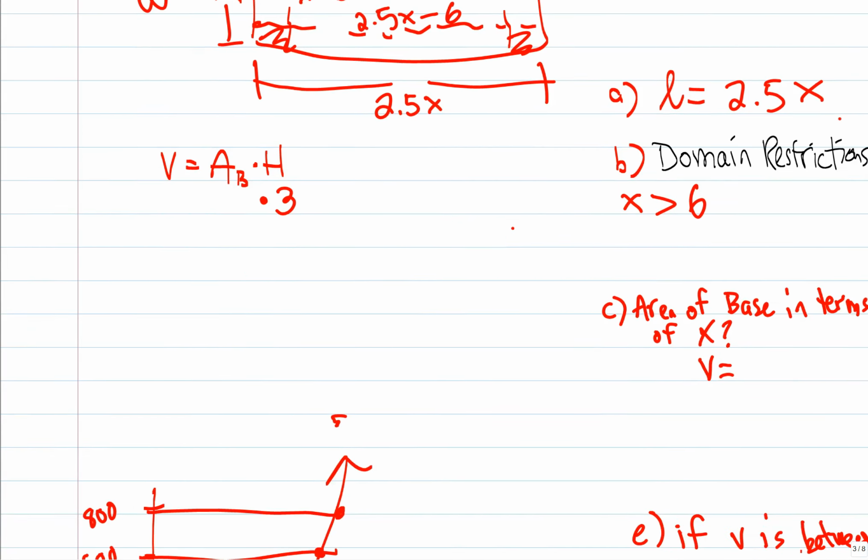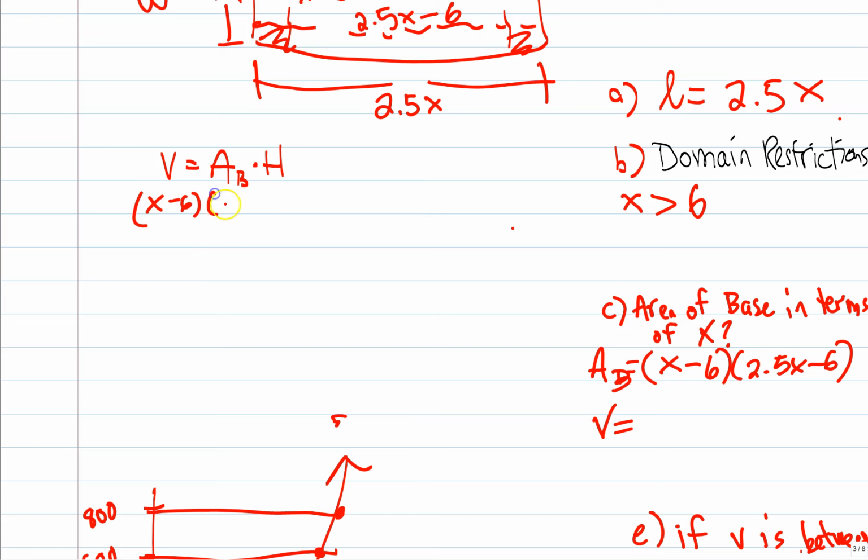x minus 6 times 2.5 x minus 6. Where the area of the base in terms of x would be x minus 6 times 2.5 x minus 6. That would be the area of the base, okay? So our volume of the cube is going to be the area of that base, x minus 6, 2.5 x minus 6. That's the area of the base times the height of the prism.